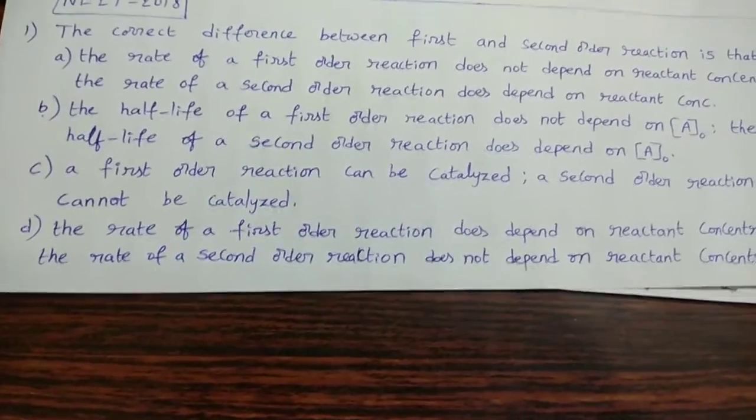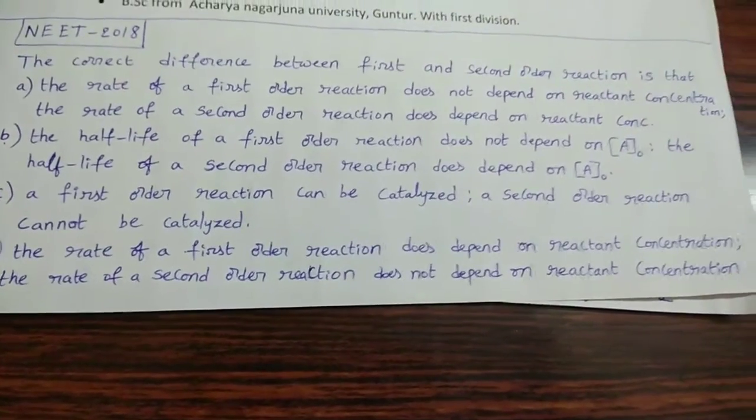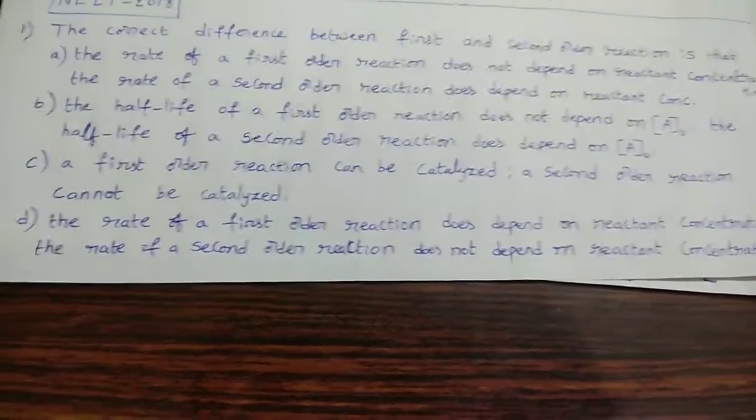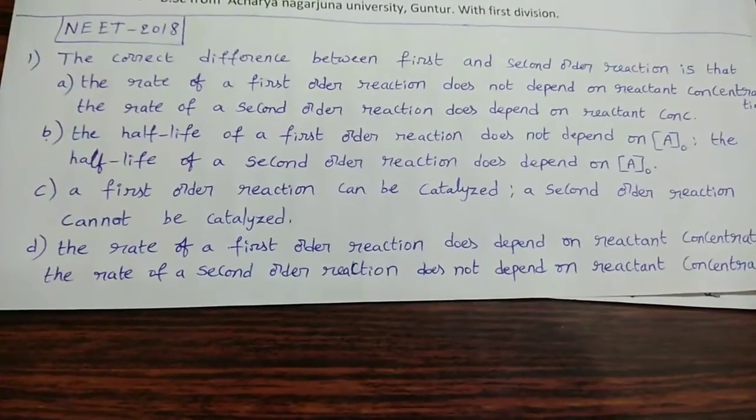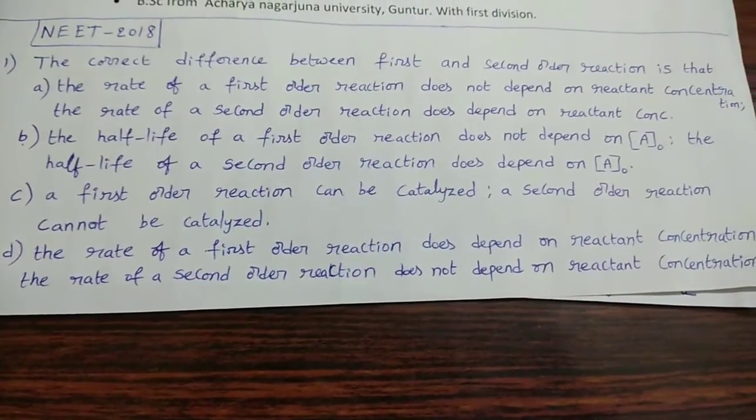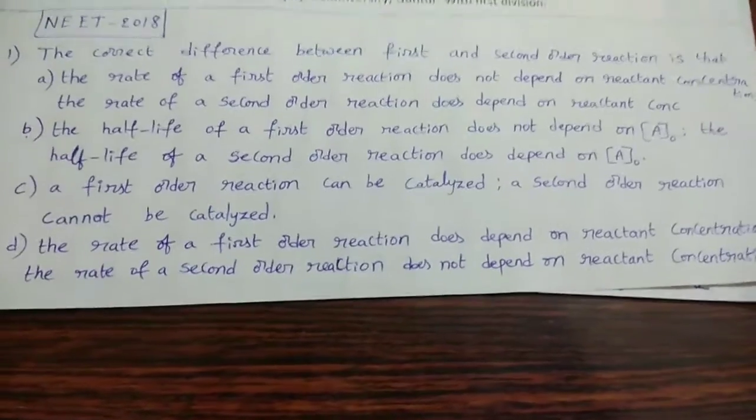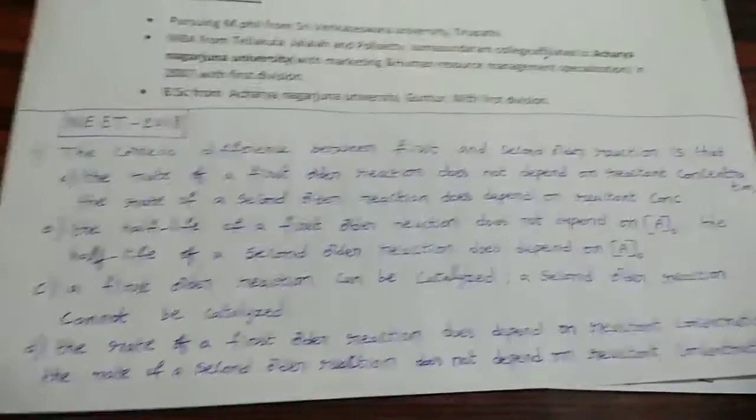Next, the rate of a first order reaction does not depend on reactant concentration. That is wrong. The rate of a second order reaction does not depend on reactant concentration. This is also wrong. So option B is the correct option for this. Now see this one.